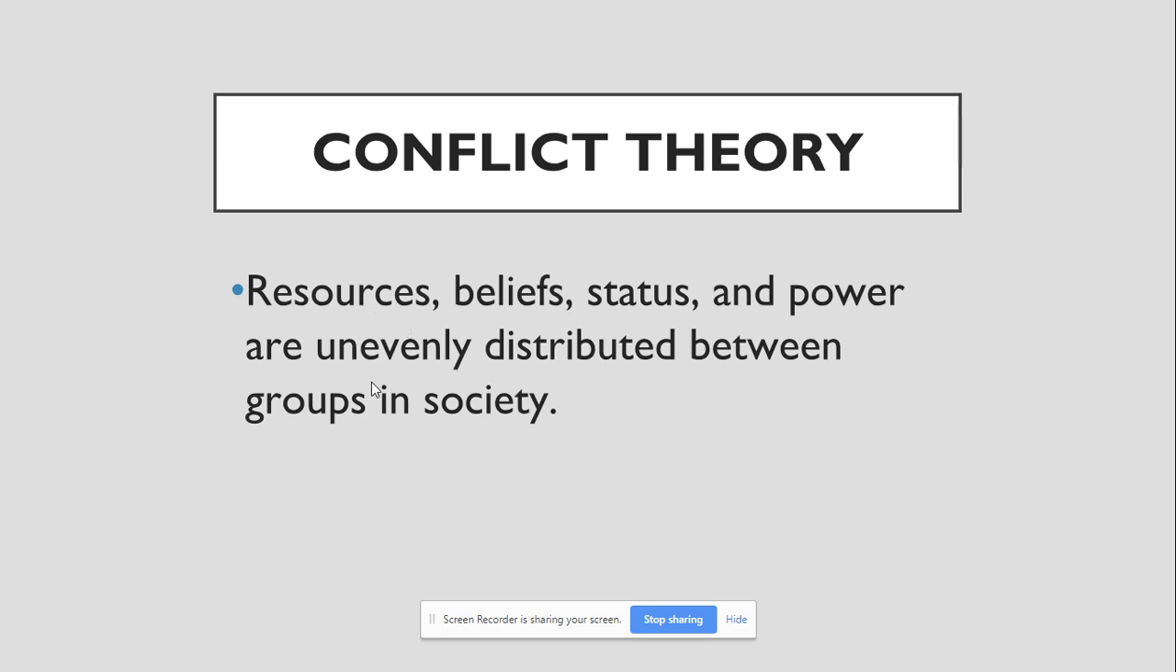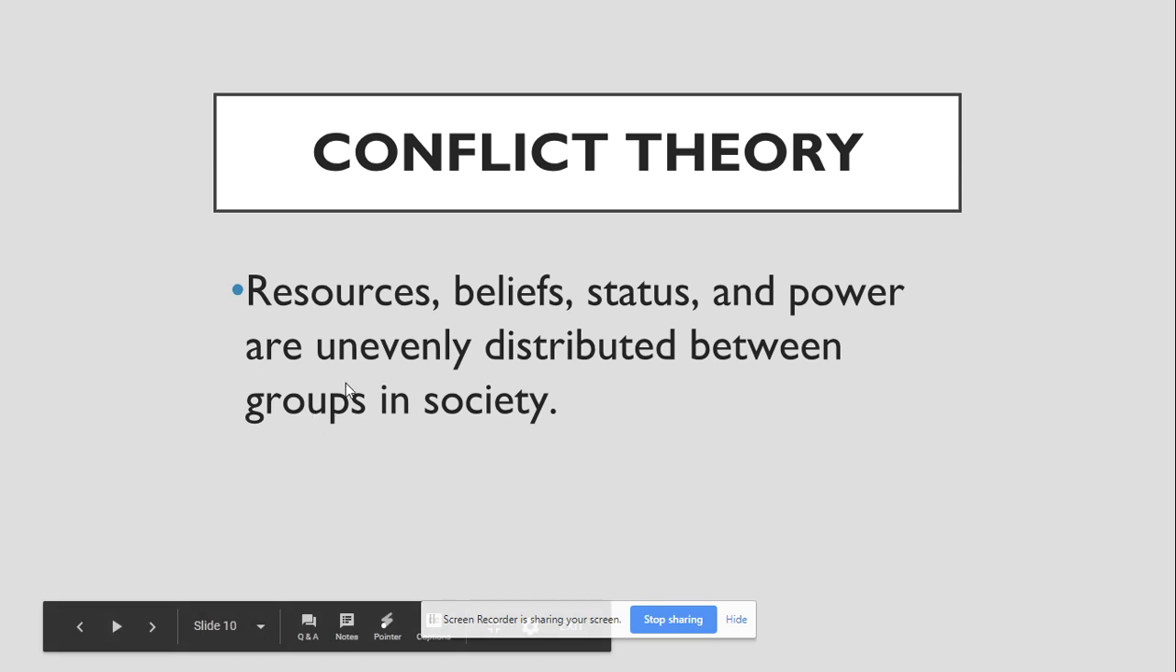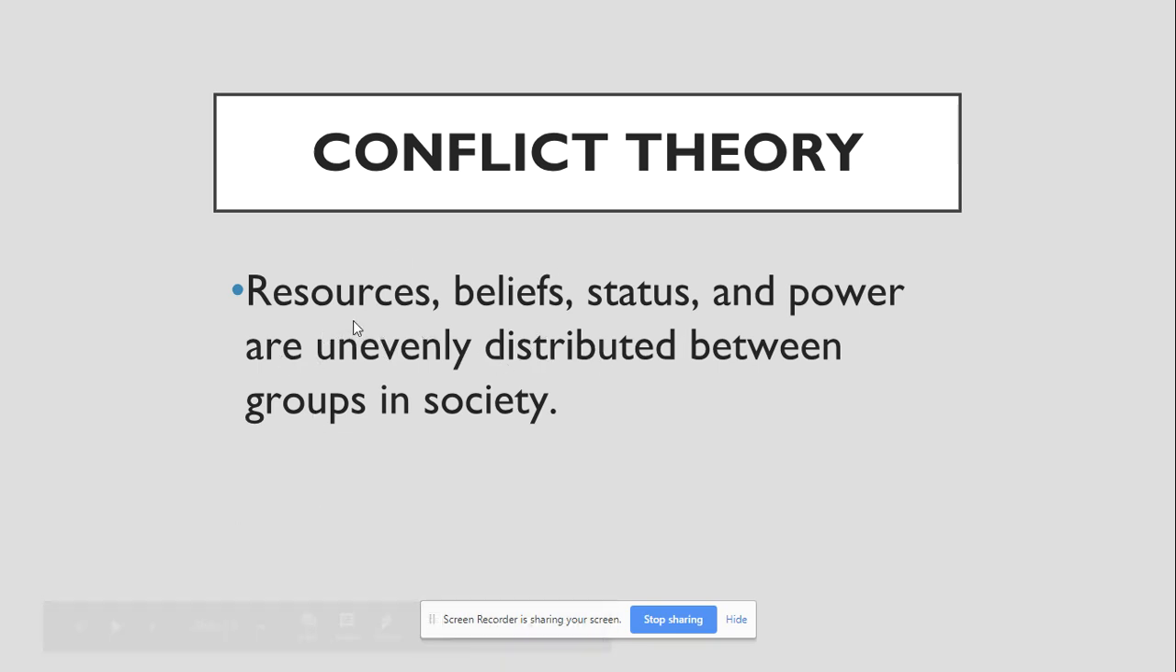So all those are going to be unevenly distributed. And if you can identify which one goes with a conflict, you've done a lot to be able to understand that conflict. And that's why we have violence. That's what this theory says. Violence is because these things are unevenly distributed.